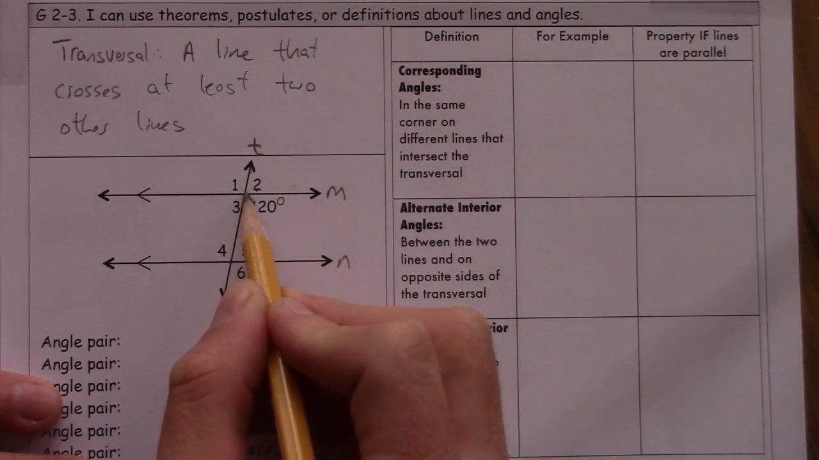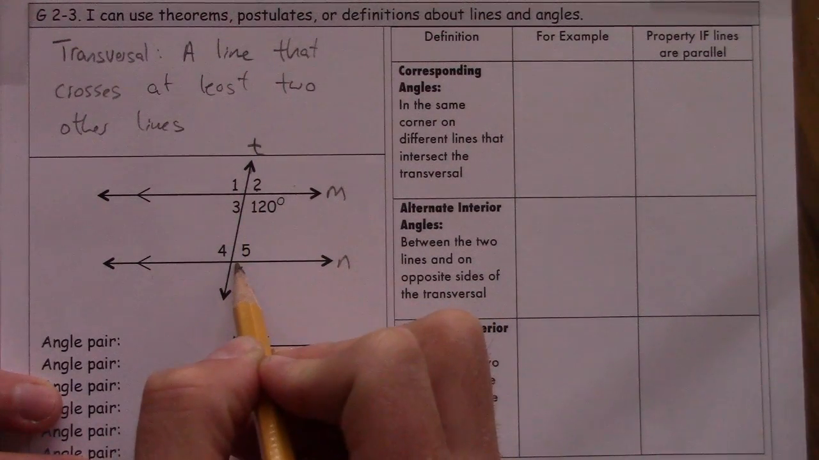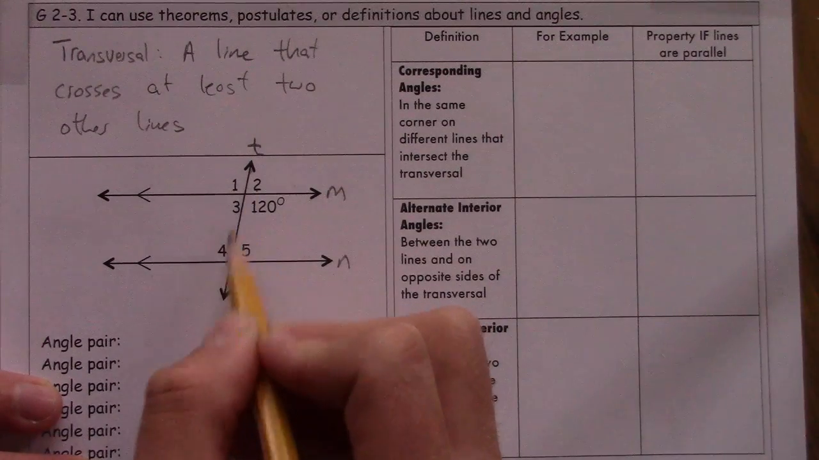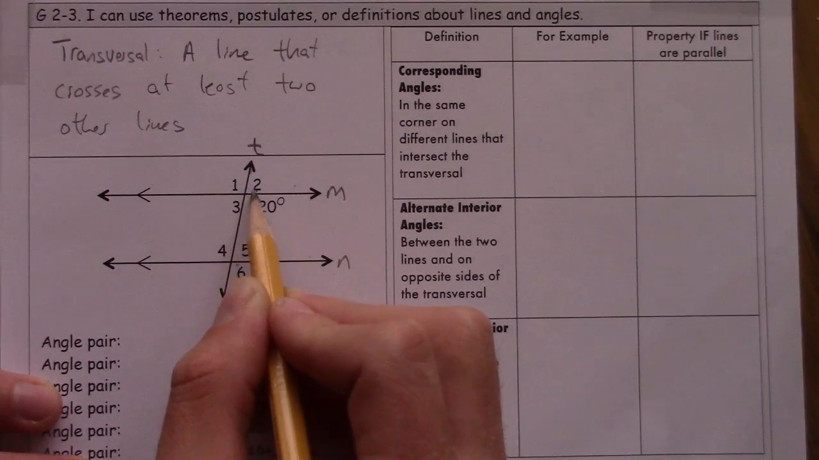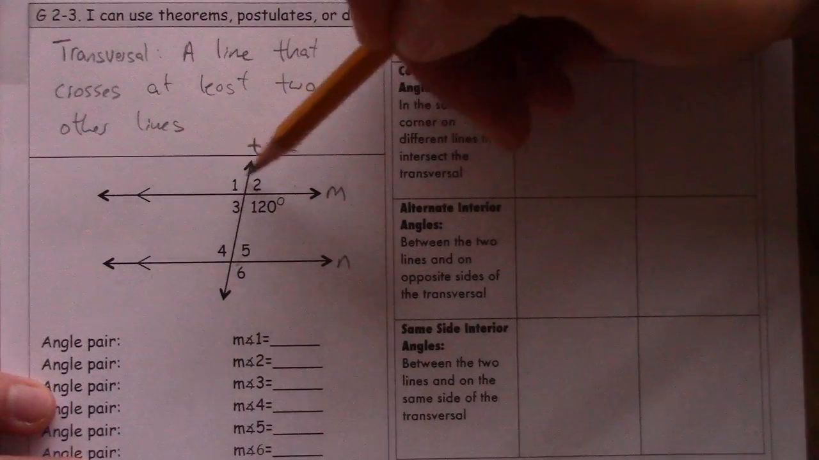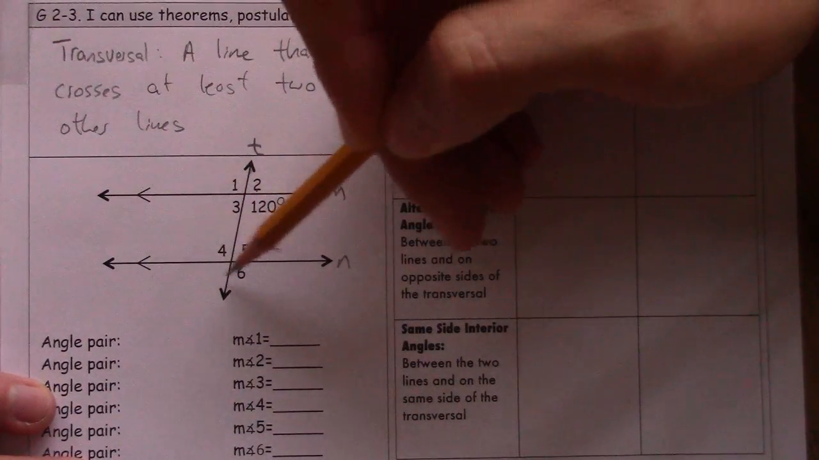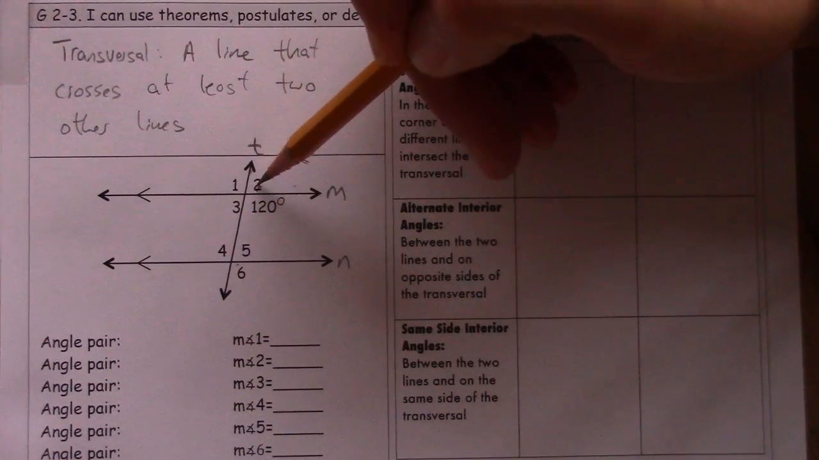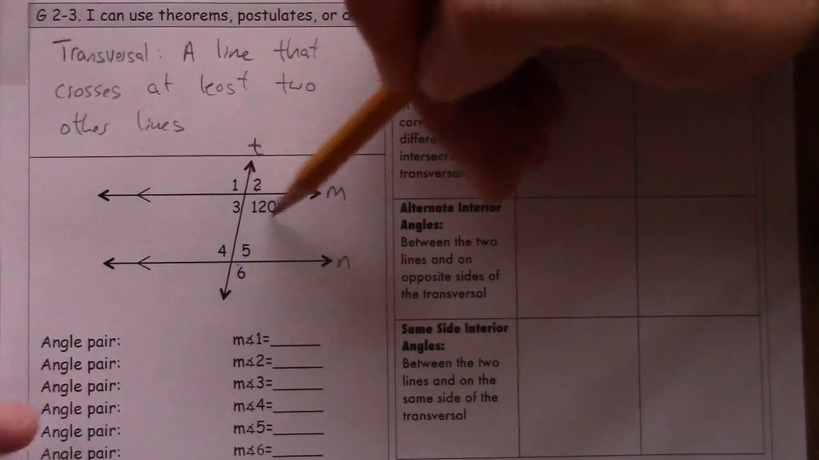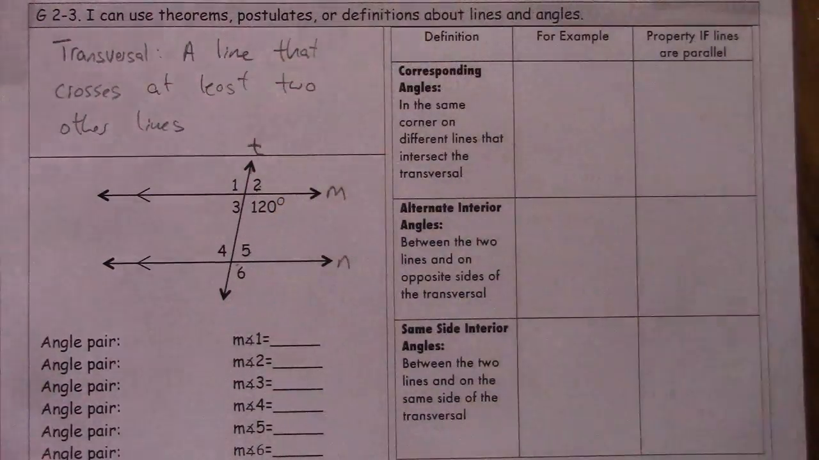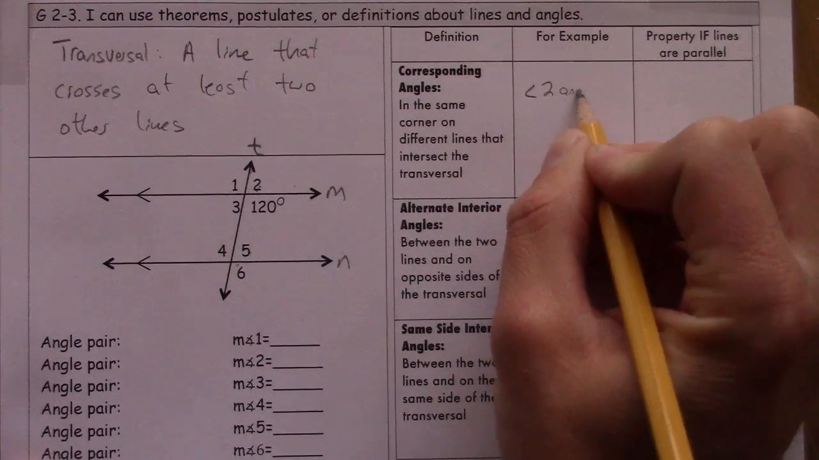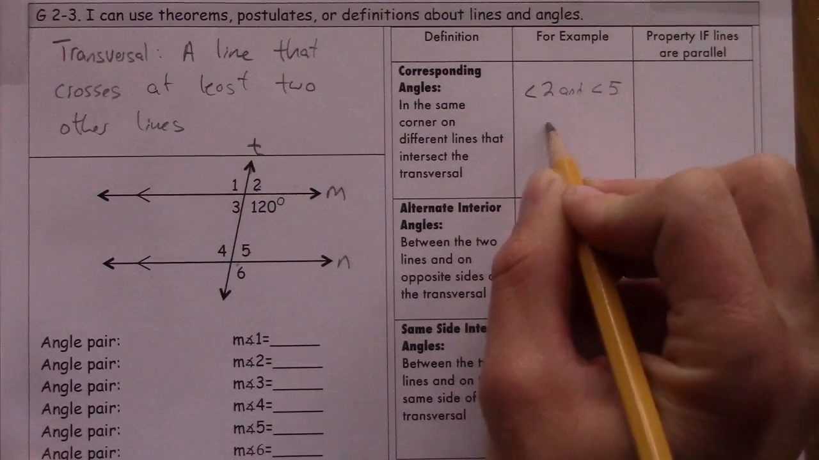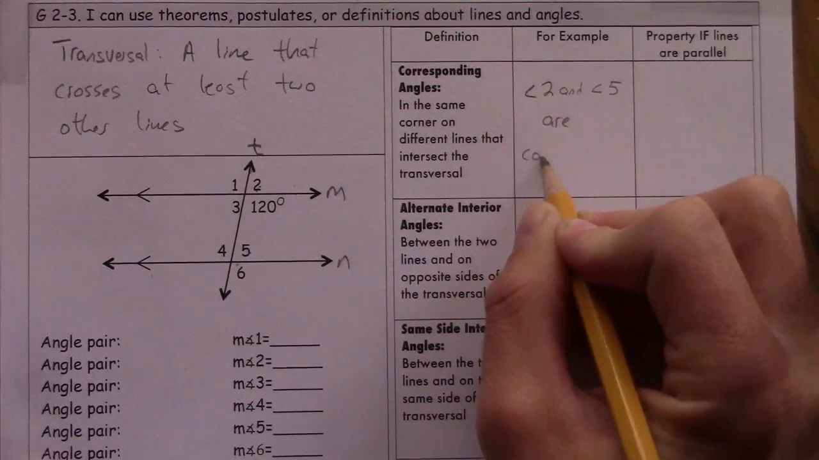It's in the same corner on different lines that intersect the transversal. So here's the transversal. This corner is kind of the same as this corner. There are 4 angles here and 4 angles here. This is the top right of that quad, and this is the top right of that quad. So I can write that angle 2 and angle 5 are corresponding.